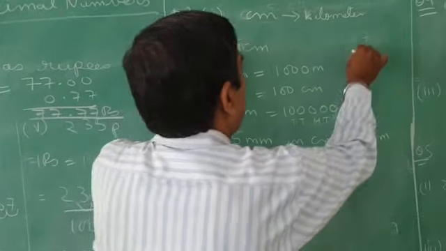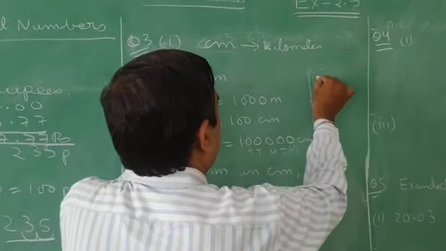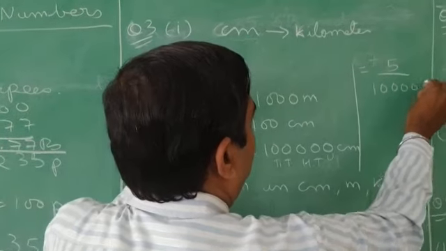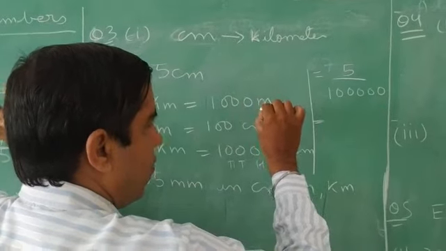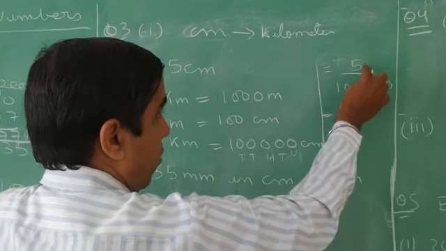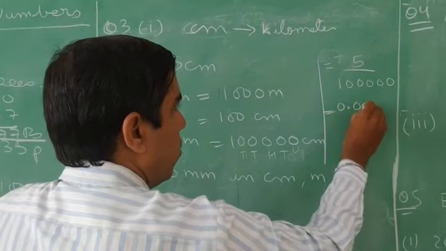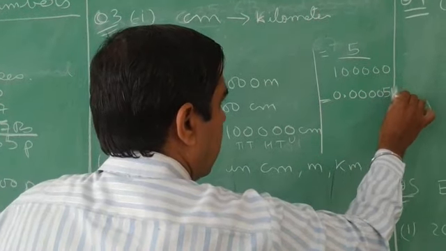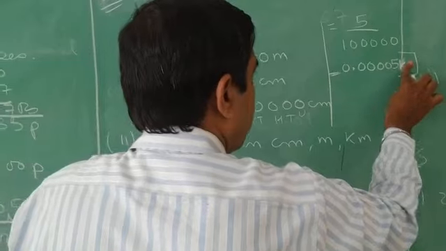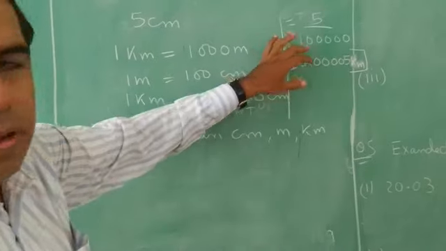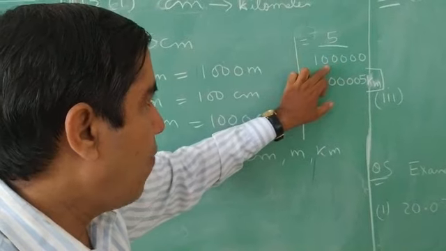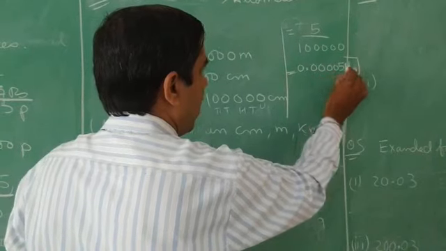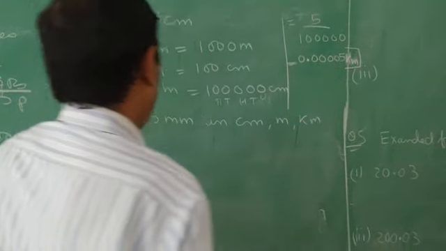Now I am going to use this relation. So this will be equal to 5 upon 1 lakh. How much decimal will I shift on this side? Left side, 5 digits. So it comes 0.00005, and the unit here is kilometer. I think it is clear to you. 5 by 1 lakh, and it comes. You can see the digits: how many digits here? 1, 2, 3, 4, 5.